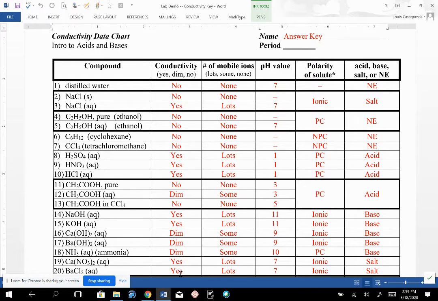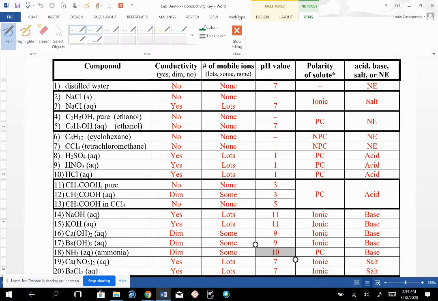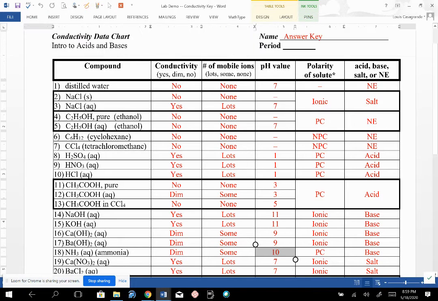So we started off with distilled water, number one. And distilled water, because it's distilled or deionized, has no ions. No conductivity means there's no ions. And it turned out that distilled water is neutral, and so we call that a non-electrolyte. Doesn't conduct electricity.